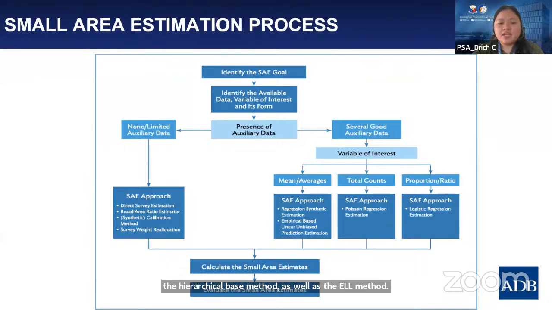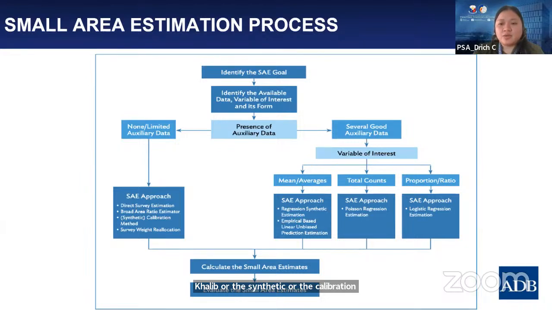First, in identifying the small area estimation process to take, our initial objective should be to identify our end goal in estimating the small area estimates. Then we identify the available data or the variable of interest and its form. Once we identify those data, we decide, depending on the presence of auxiliary data, whether we have limited to no auxiliary data or several good auxiliary data. If we have limited to no auxiliary data, we consider an SAE approach using direct estimation, broad area ratio estimation, the synthetic or the calibration method, and survey weight reallocation.